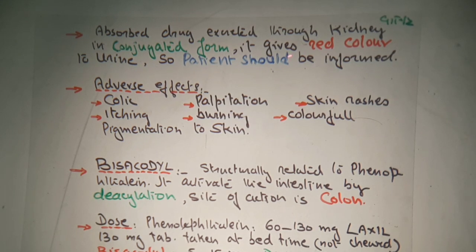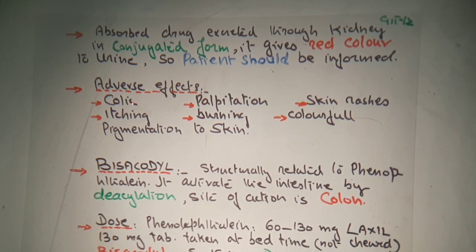Now, the absorbed drug is excreted through the kidney in conjugated form. You know that conjugated form. Repeatedly, I told you that conjugation is the process when hydrophobic drugs combine with certain compounds which make them soluble in the blood and body fluid. They are known as conjugated products, or the process is known as conjugation. For example, glucuronic acid, when combined with certain drugs or compounds, forms glucuronides, and these glucuronides can easily be excreted out through the kidney.